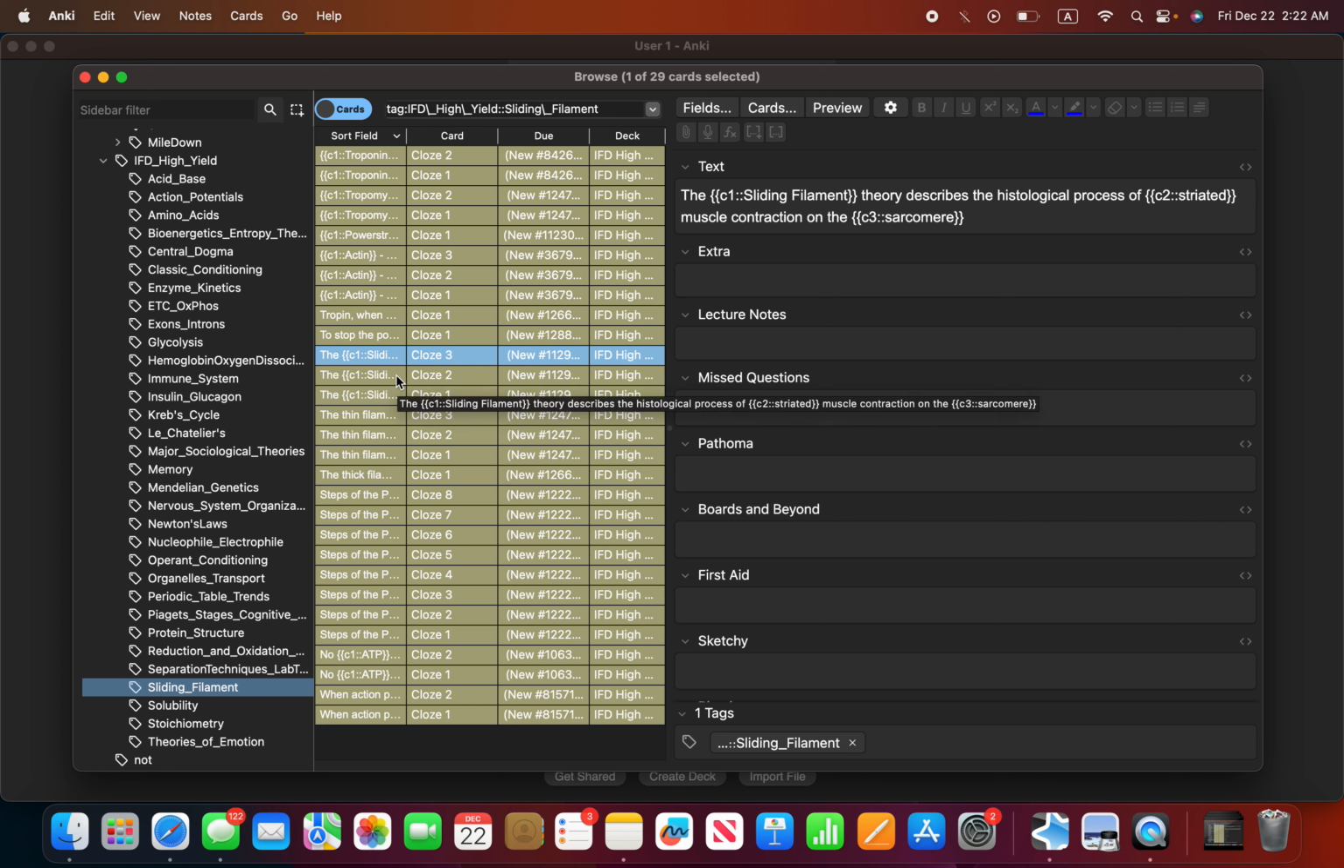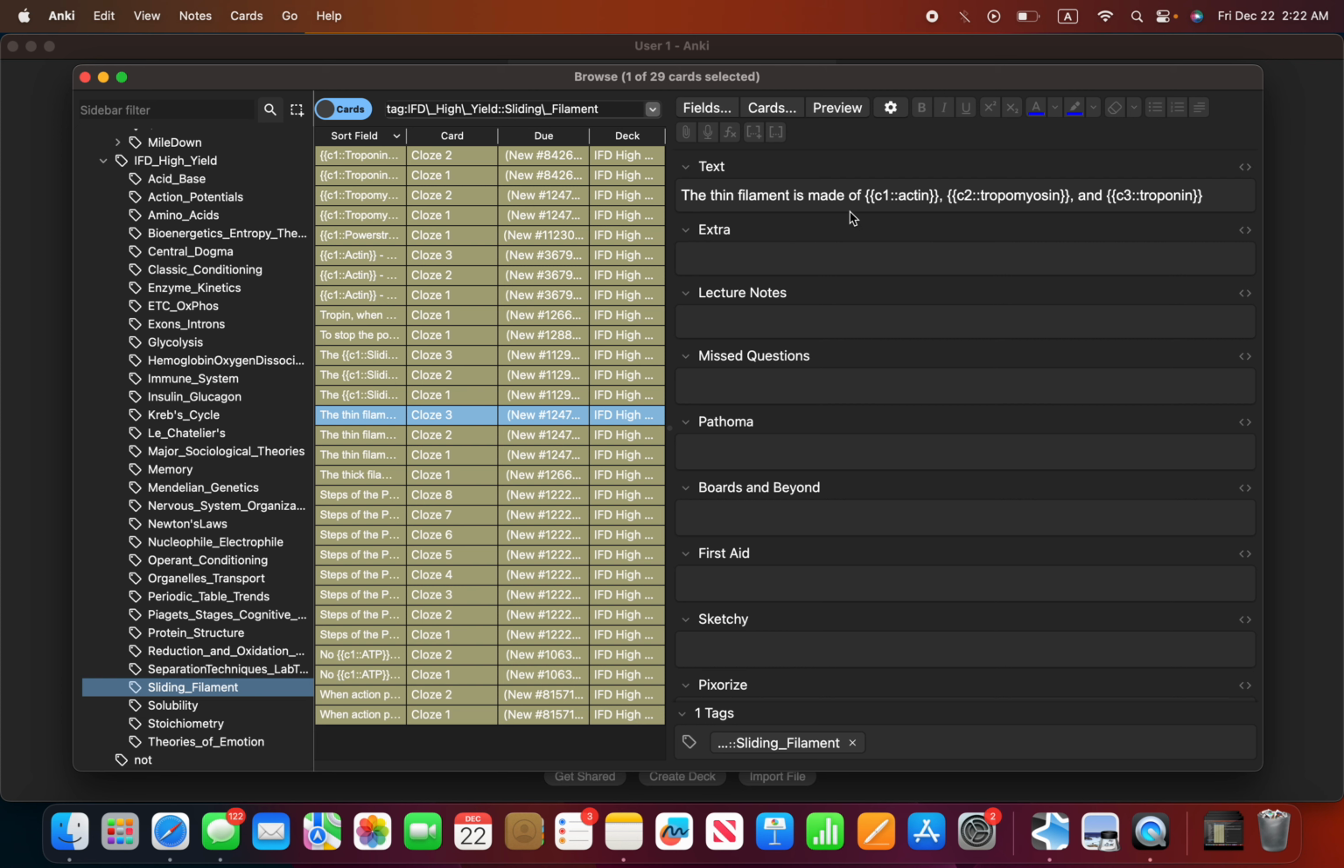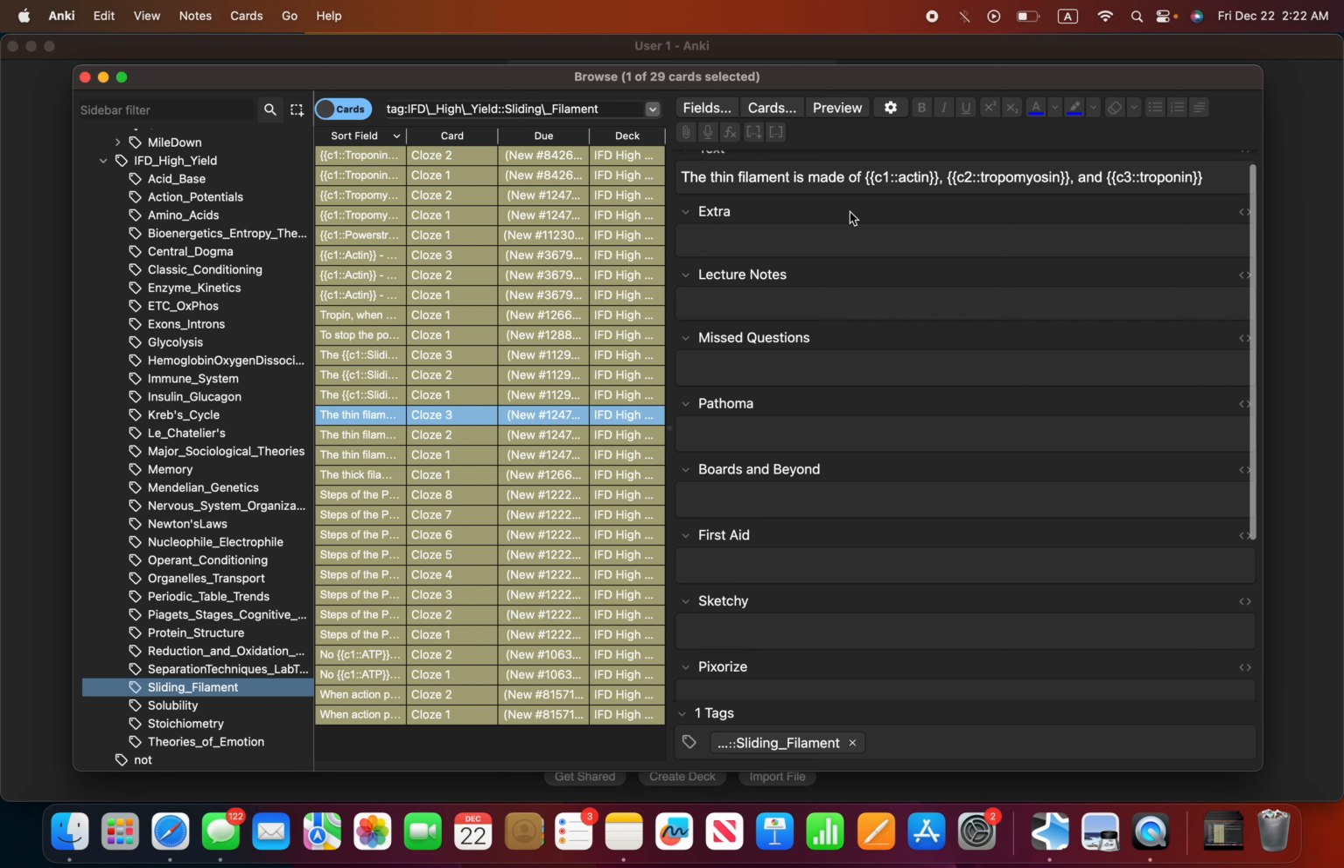Now we have the thin filament, which is made of actin, tropomyosin, and troponin. Interesting. And the thick filament is made up of myosin. Nice. So myosin is the only substance that makes the thick filaments, but the thin filament has three main substances that make it: actin, troponin, and tropomyosin.